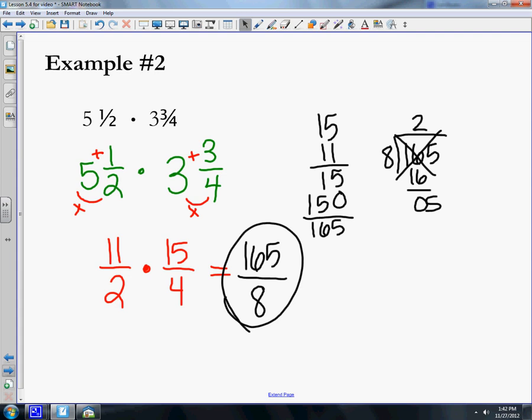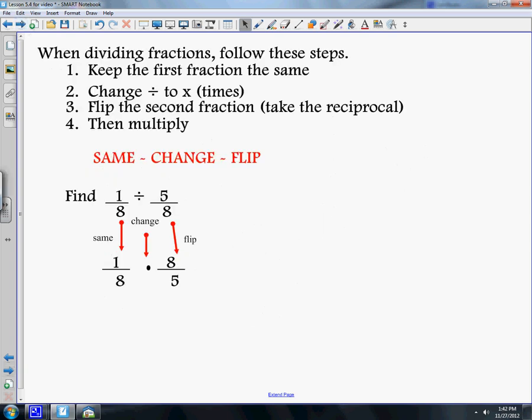Now, you can leave it like that. I'll give you credit for that. Or you can change it into a mixed number, but it doesn't have to be. In specific instances it does, but not for everything, only if it says.